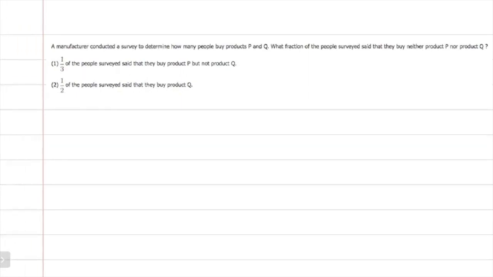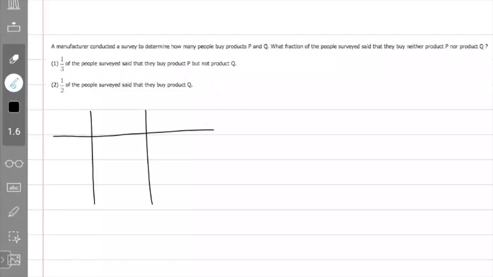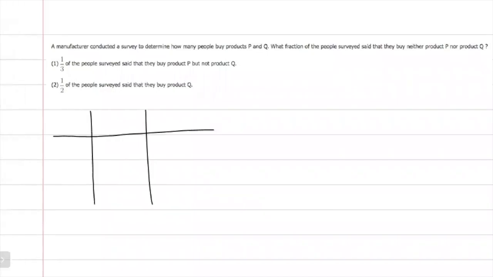So the table that I'm referring to is the one where you list all of the mutually exclusive possibilities. So for example, we know that we can either buy P or not buy P. So I just write it as P and no P. And then you can buy Q or not buy Q. So then you have Q and no Q. And we're looking for the fraction that bought neither product P nor product Q. So that would be this one here that we're looking for.